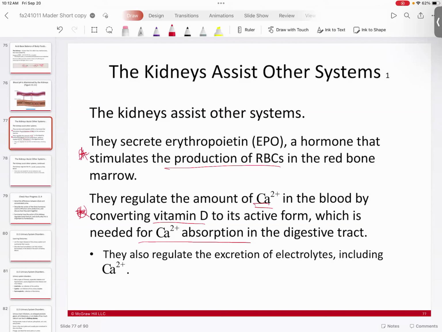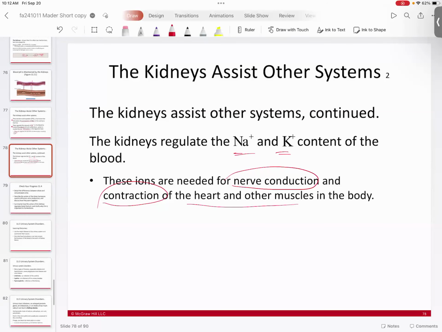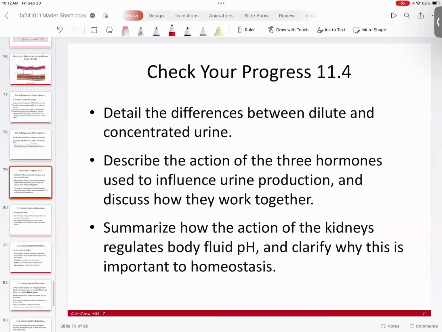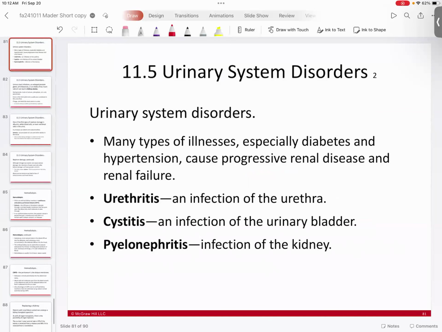And this will also help the kidneys regulate excretion of different types of things. The kidneys will also regulate sodium and potassium, and this is necessary for nerve conduction, for muscle contraction of the heart and the muscles of the body, and things of that nature. So it really does help with a lot of different things. The kidneys cut a wide swath and help in a lot of different things. Let's take a look at some disorders and we'll wrap this chapter up.